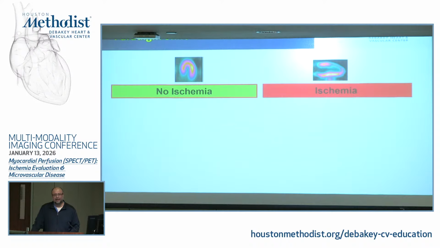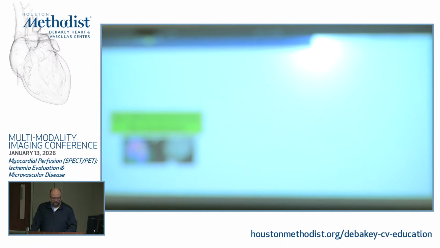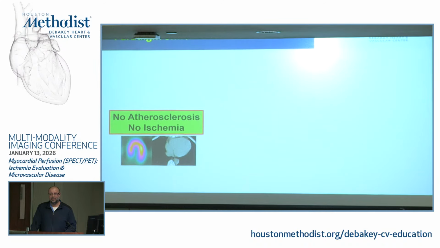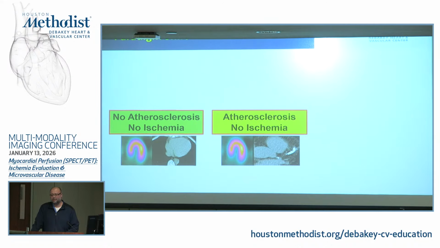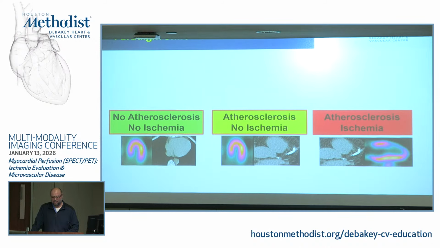So I think at least for many years I've been running around and saying that nuclear cardiology should not be any more ischemia, no ischemia. We should move from this paradigm to a broader algorithm where we call no atherosclerosis, no ischemia, and this is what we have been doing here. Or atherosclerosis but no ischemia, which is probably the bulk of your patients. And then finally atherosclerosis with ischemia.